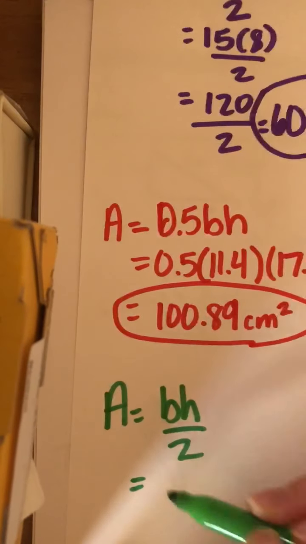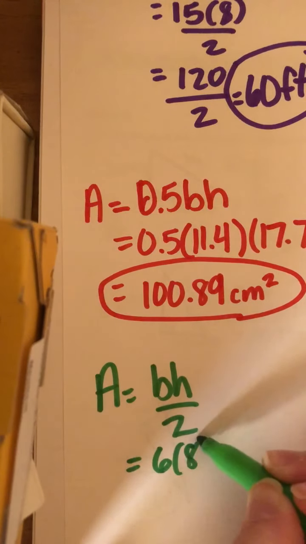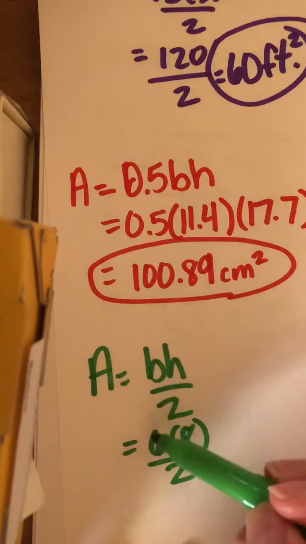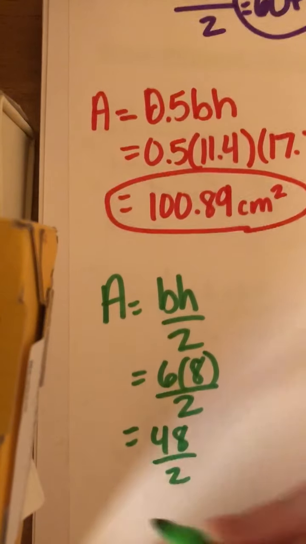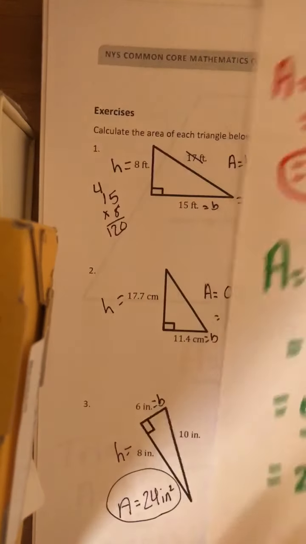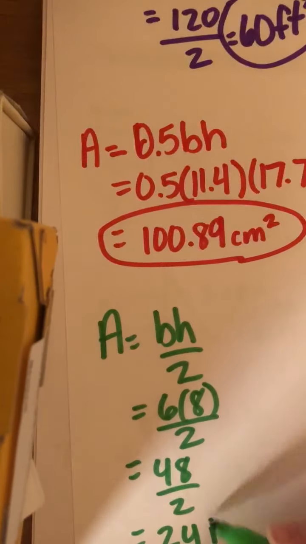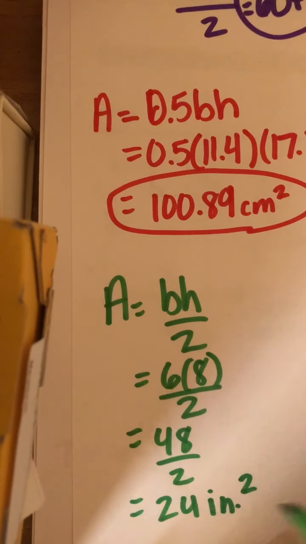The base is 6. The height is 8 divided by 2. 6 times 8 is 48. Divided by 2 is 24 inches squared.